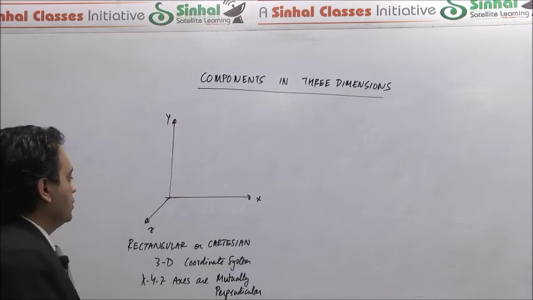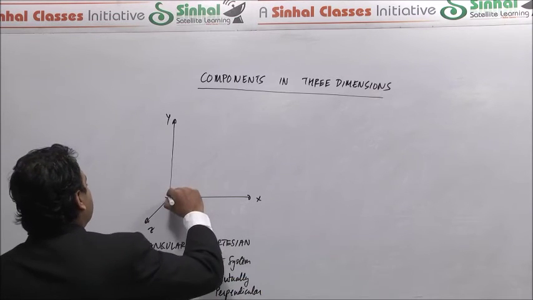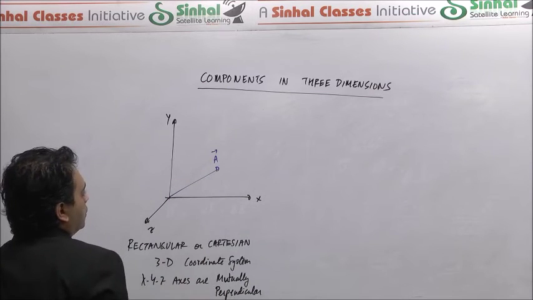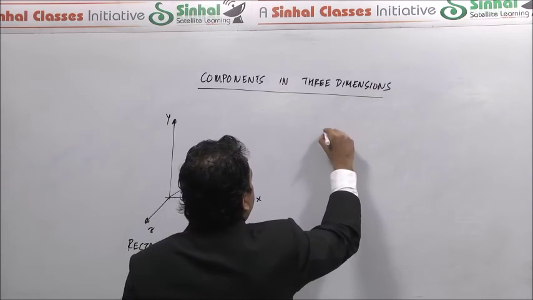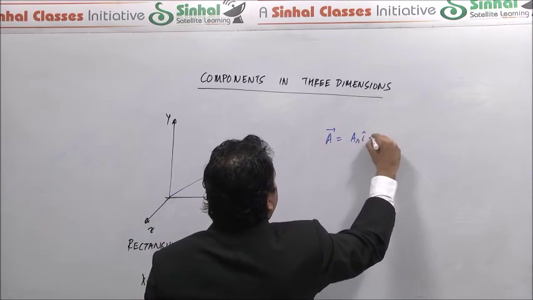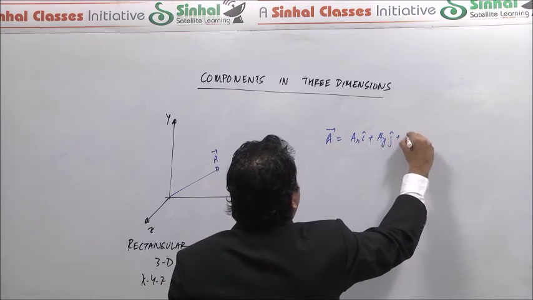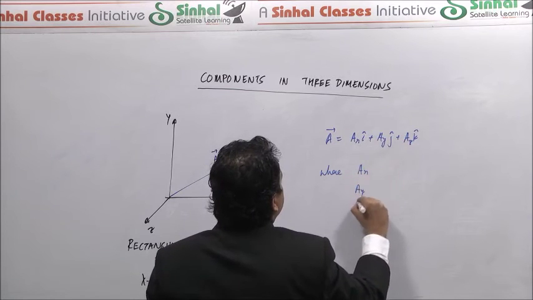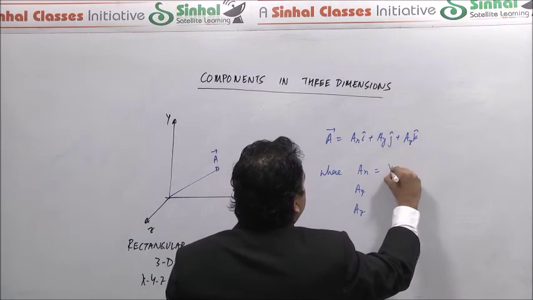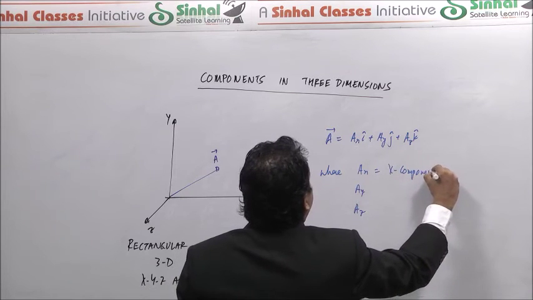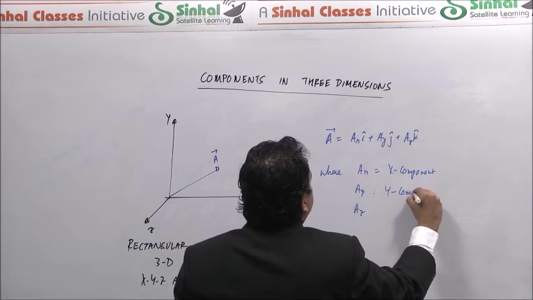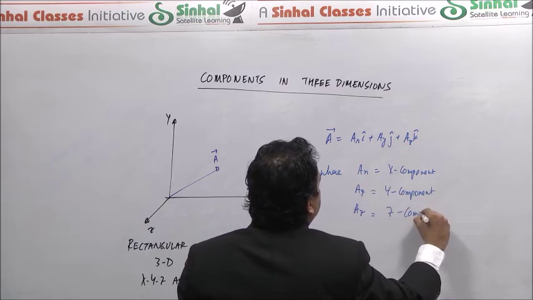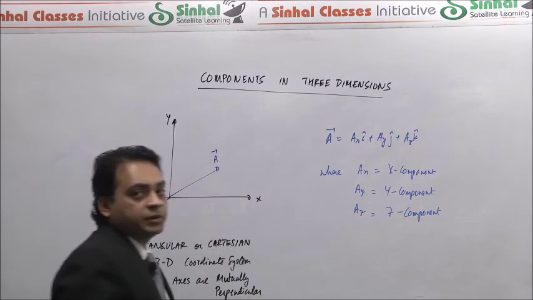Right, so keeping that in mind, now suppose we have a vector A. Then A can be expressed as AX i cap plus AY j cap plus AZ k cap, where AX, AY and AZ are the X component, Y component and the Z component of A respectively.